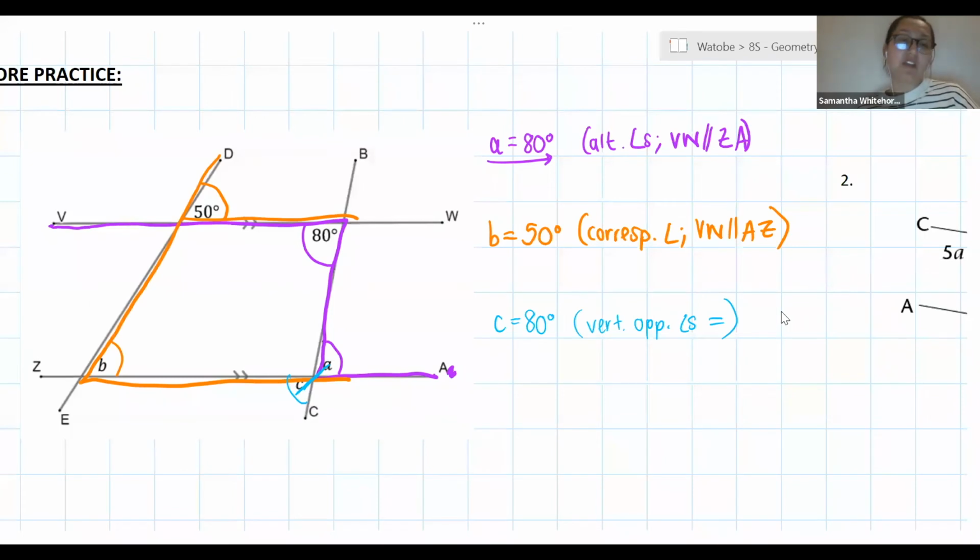I mean, you could have done a couple roundabout ways to get co-interior angles to find B, but there are different reasons that you could use to get these answers. That's how I've seen it. You could do it differently. As long as you got A is 80, B is 50, and C is 80, that should be okay. If you're really unsure of your reasons, please by all means pop it on the chat so we can double check. But your reasons might be a bit different.